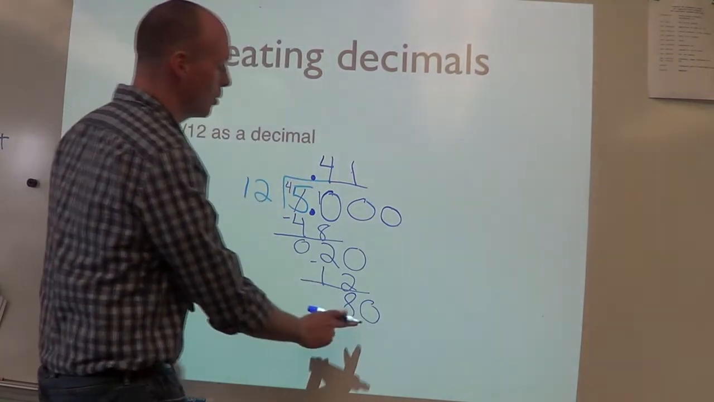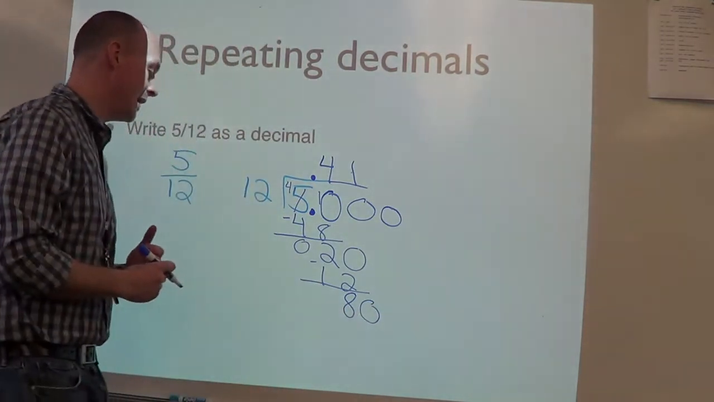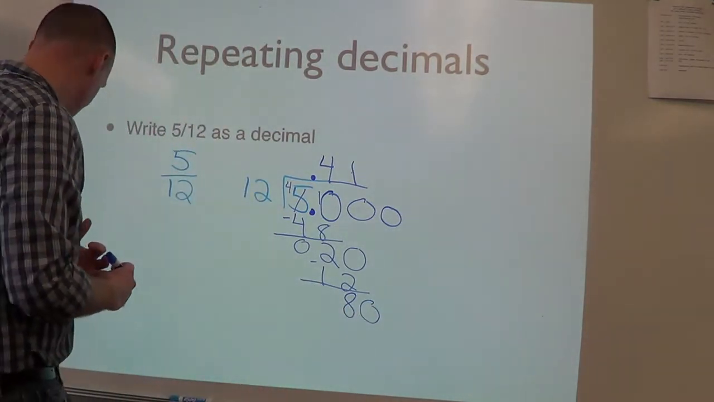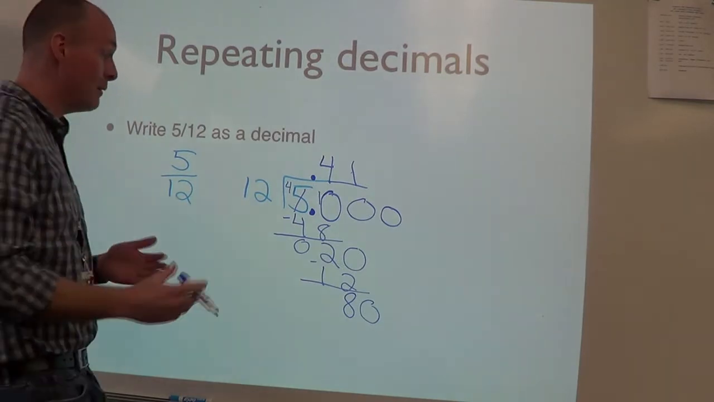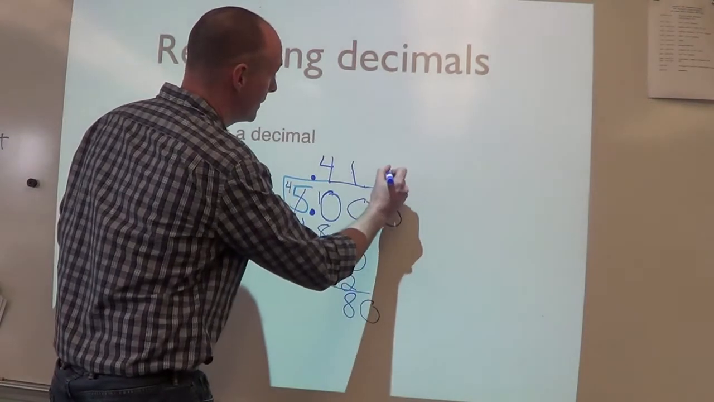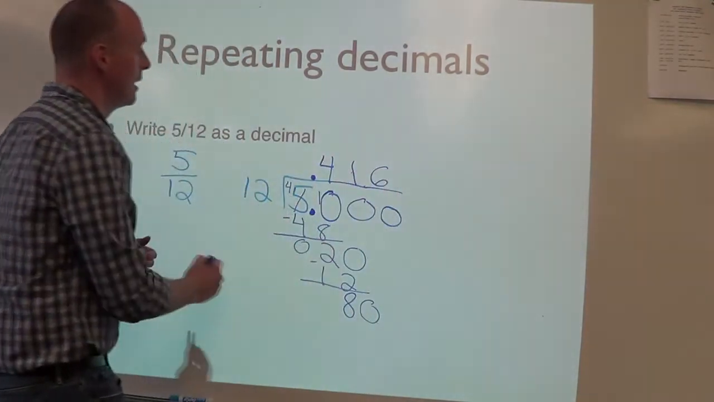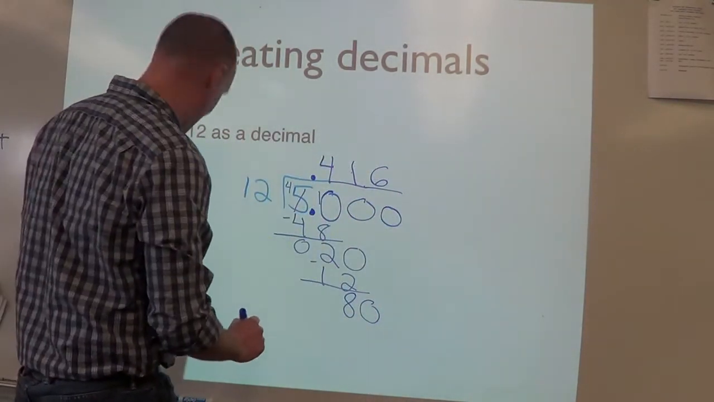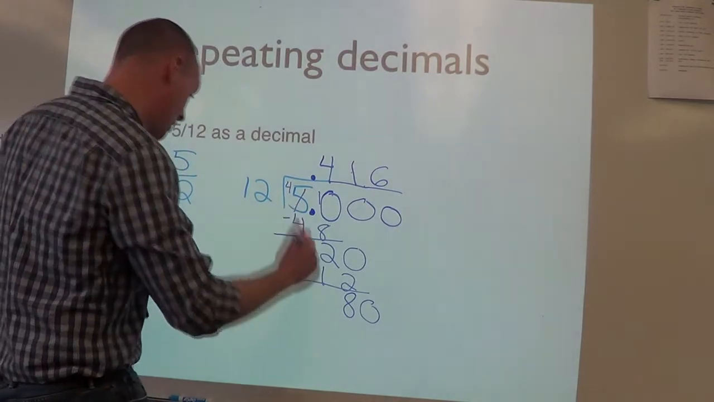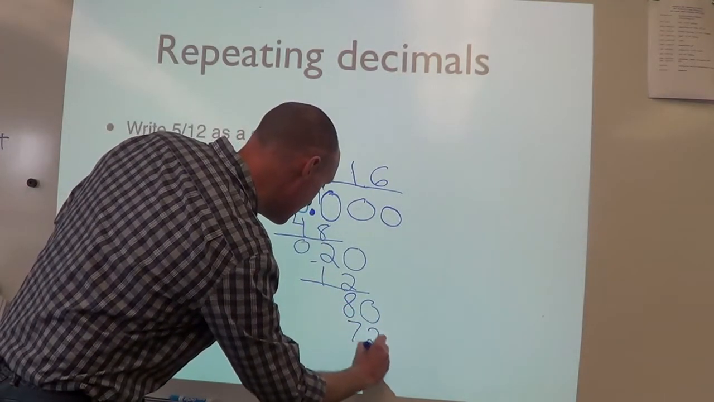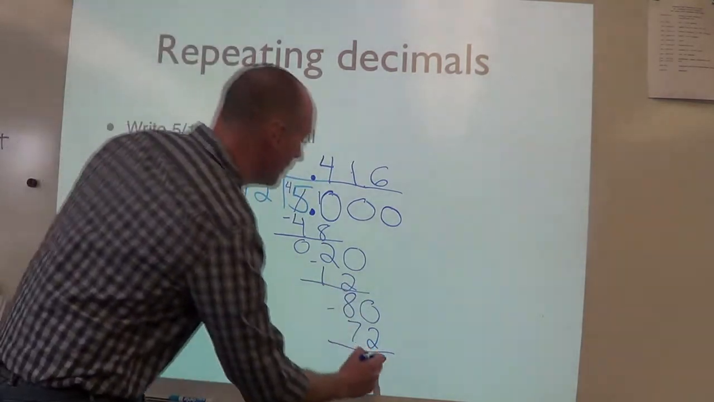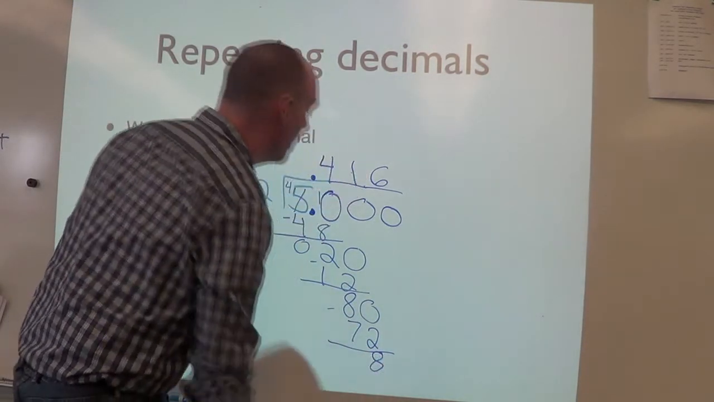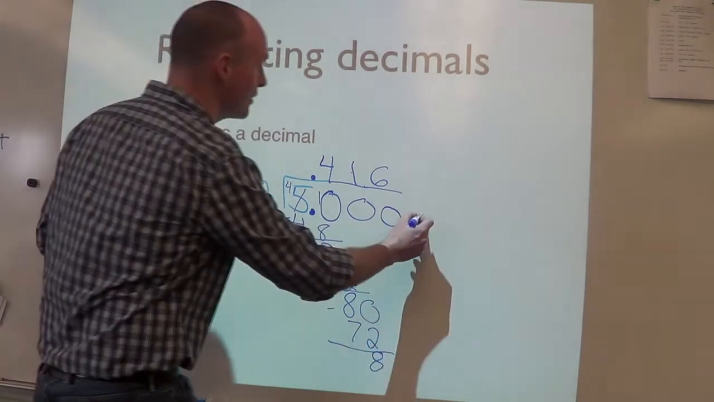How many times does 12 go into 80? Well, it does not go in evenly, but 6 times. 6 times 12 is 72. Subtract. 80 minus 72 is 8. Okay. Annex another 0.